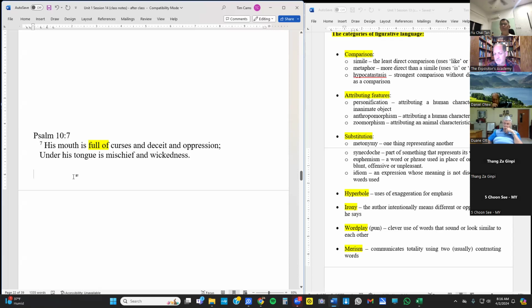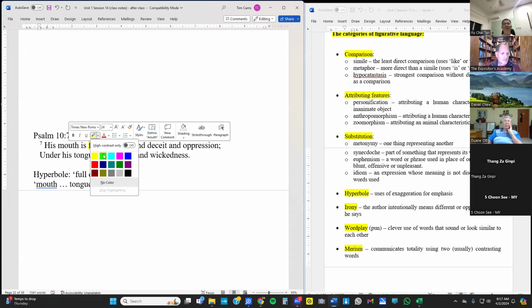Yeah, euphemism or... how about the idea of full of... kind of hyper-exaggerating, right? Hyperbole. Yeah, hyperbole. And notice here he says mouth, and then later and tongue. It's basically representing the person.